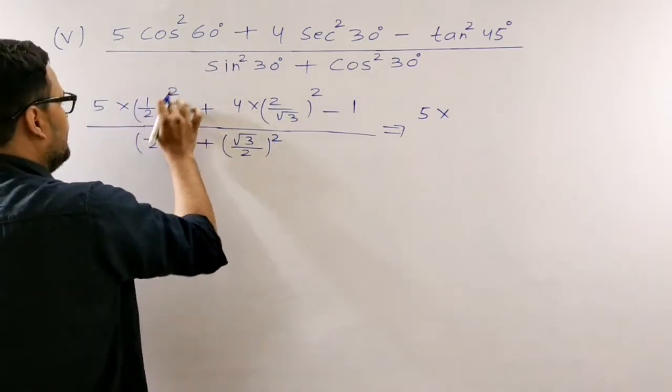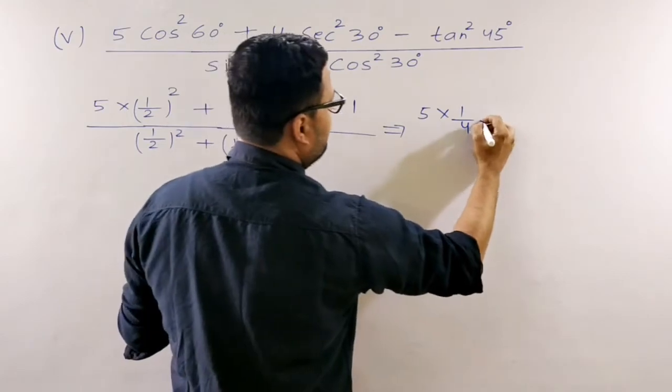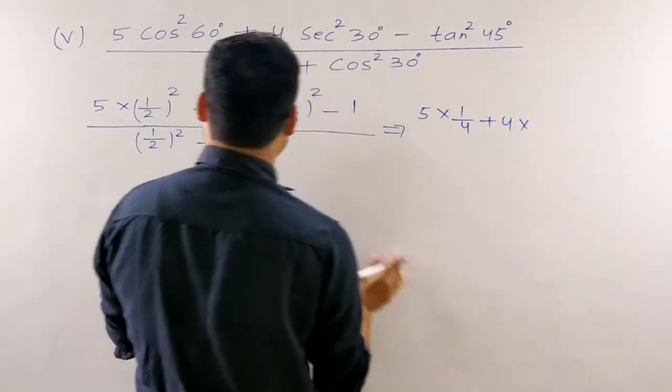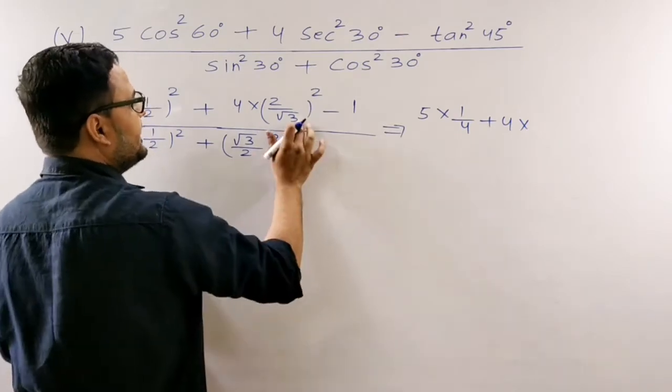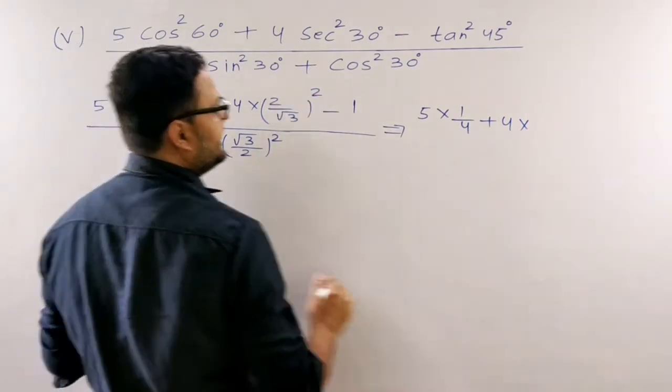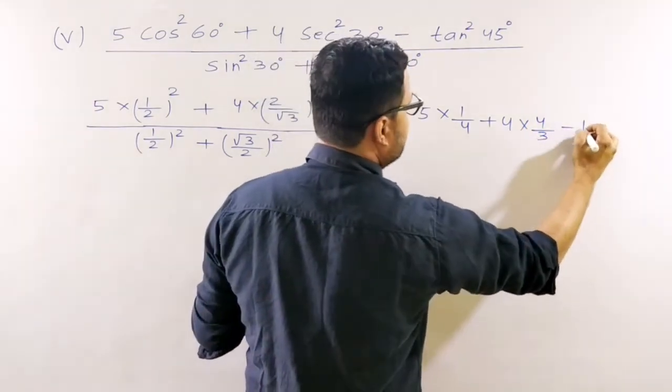1 square is 1, 2 square is 4. So 5 into 1 by 4, plus 4 into (2 square is 4 and root 3 square would be gone), so 3. So that became 4 by 3. 4 into 4 by 3 minus 1.